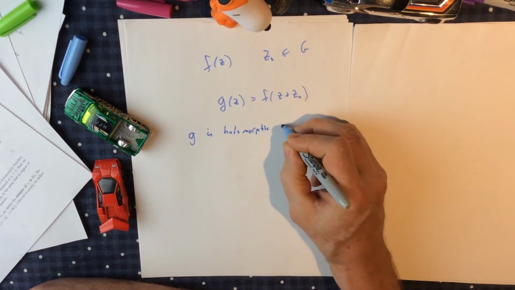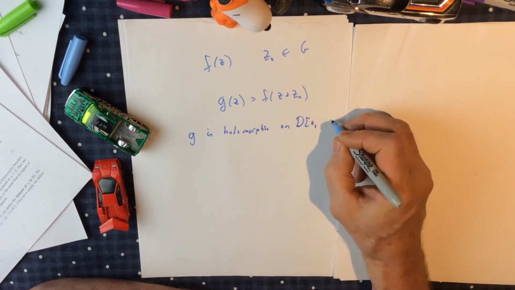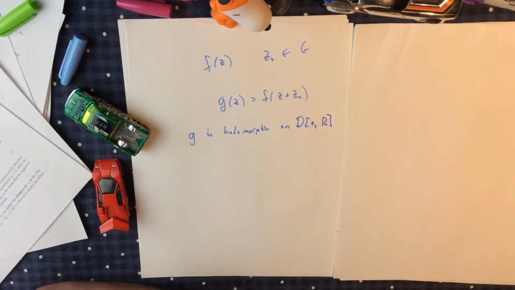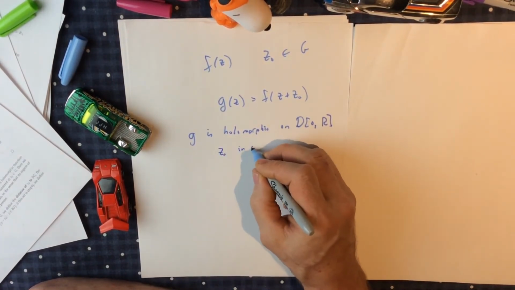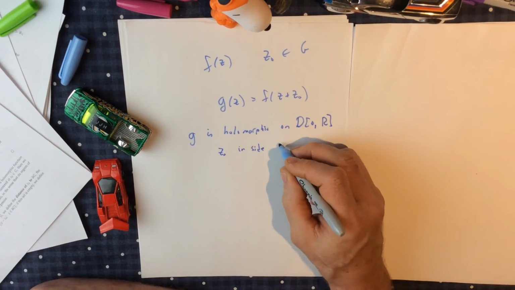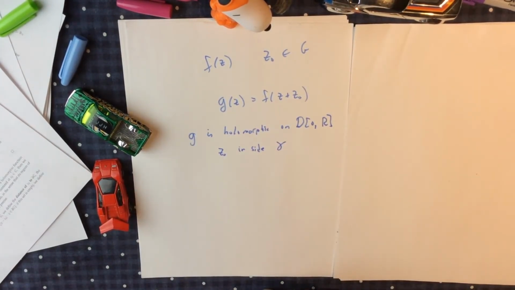holomorphic on D of 0, and it can still use that big R. And z naught is inside of some gamma that we may need to draw a picture of.